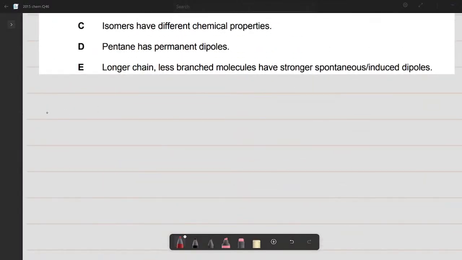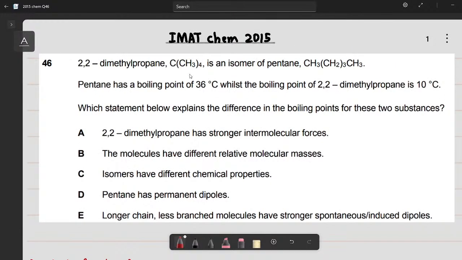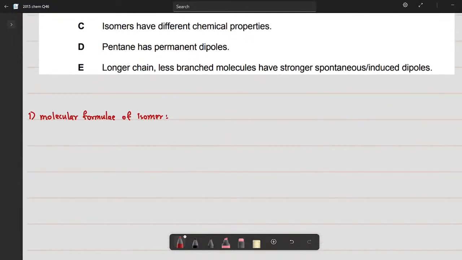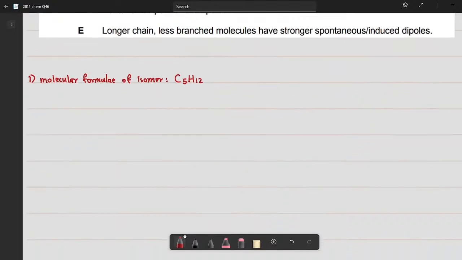So first of all, we have to know the molecular formula of the isomer. We're given the structural formula, so we can add up the number of hydrogens and carbons, and this simplifies to give us 5 carbons and 12 hydrogens. So this is the molecular formula of the isomer. Alright, now we know the molecular formula of the isomer.